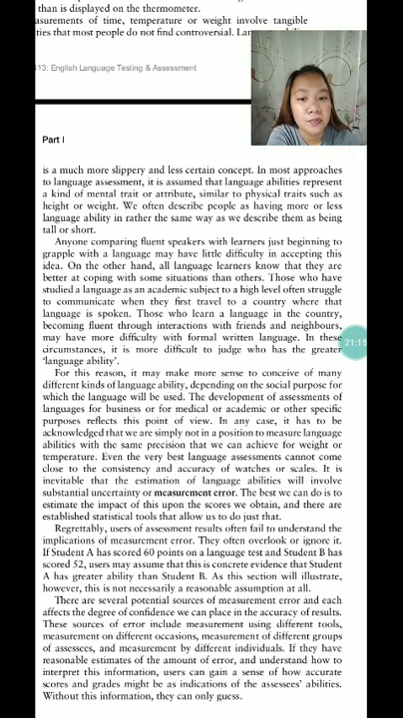In any case, it has to be acknowledged that we are simply not in a position to measure language abilities with the same precision that we can achieve for weight or temperature. Even the very best language assessment cannot come close to the consistency and accuracy of watches or scales. It is inevitable that the estimation of language abilities will involve substantial unavoidable measurement error. The best we can do is to estimate the impact of this upon the scores we obtain. And there are established statistical tools that allow us to do just that.